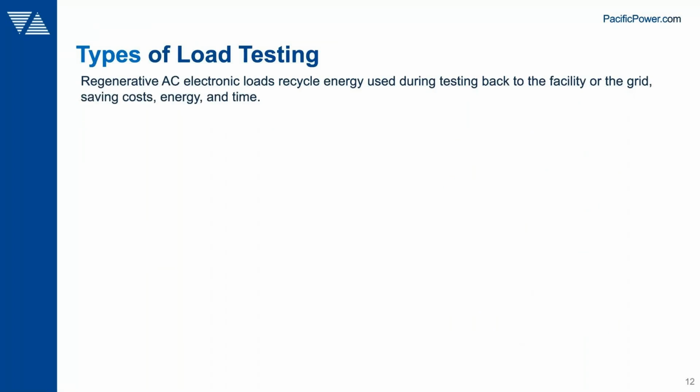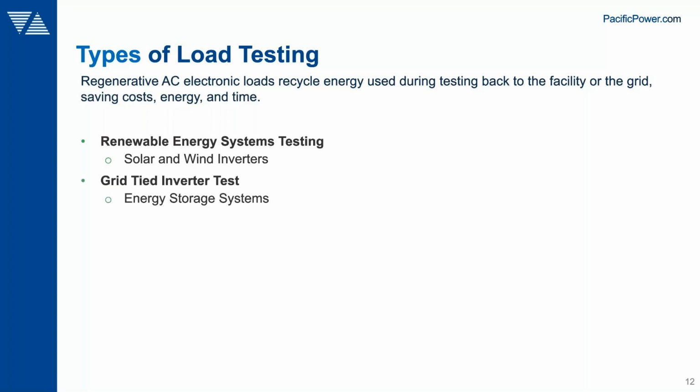Regenerative AC loads recycle the energy. Most of that power is going back onto the grid, saving you both cost and energy. As a result, it's very suitable for renewable energy system testing, which can often be bidirectional as well: simulating solar and wind, testing solar and wind inverters, grid-tied inverters, and another example, energy storage systems and battery inverters. In this case, it would be AC as well.